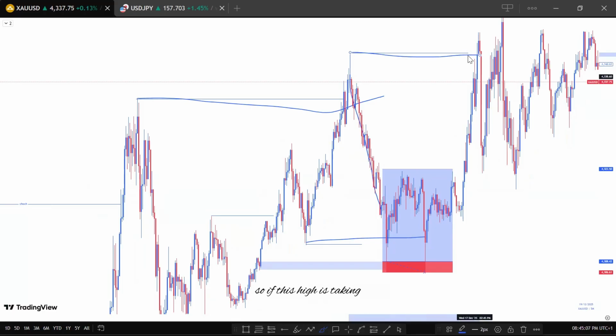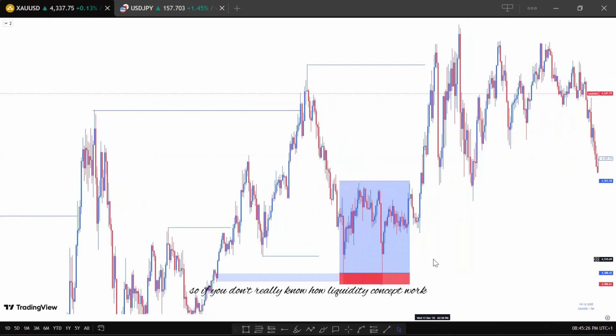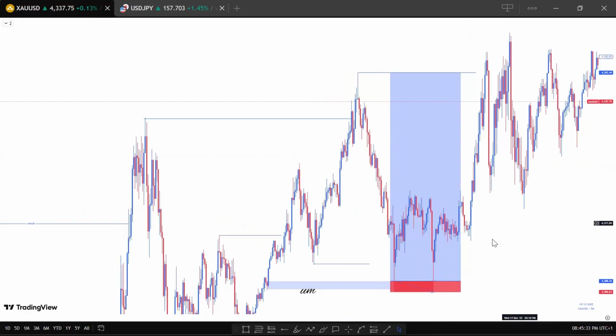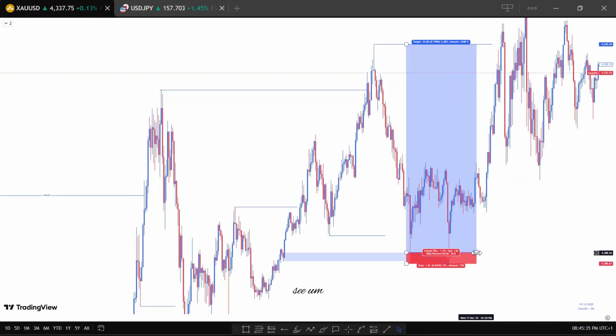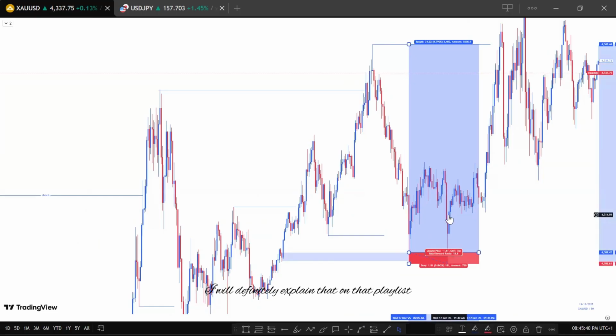So if this high is taken, price will definitely give us a pullback, retrace, and come back to take this low as the next liquidity. If this low is taken, the next liquidity would be this high. So price literally moves from liquidity to liquidity. If you don't really know how liquidity concepts work, you could enroll for my mentorship and I will explain better, or you wait for the free YouTube beginners playlist. I'll definitely explain that on that playlist.